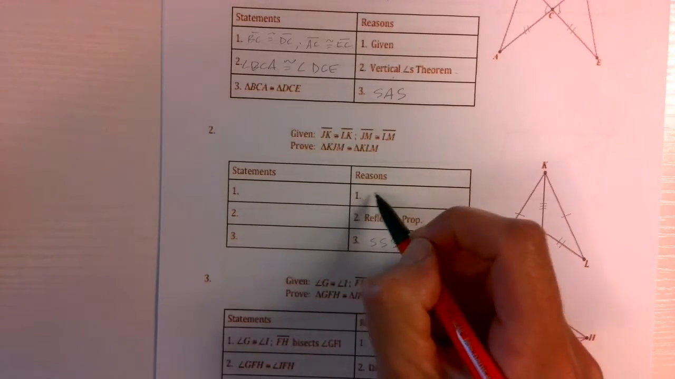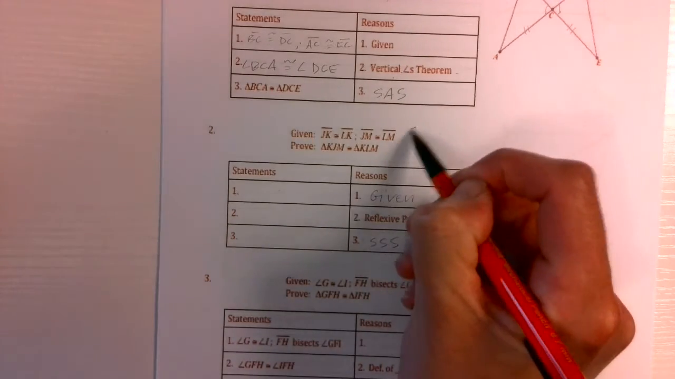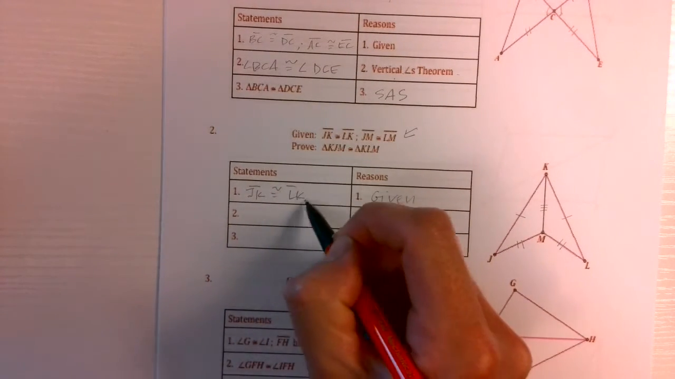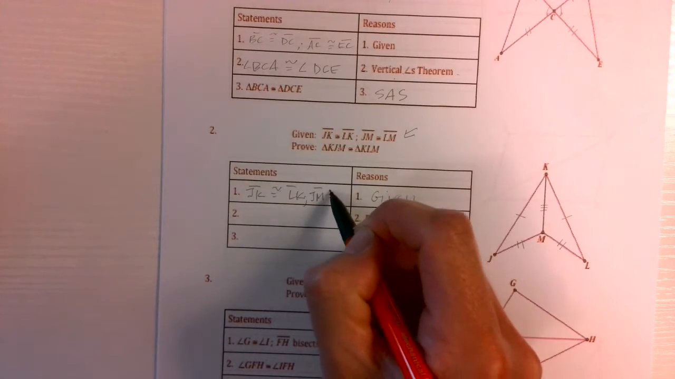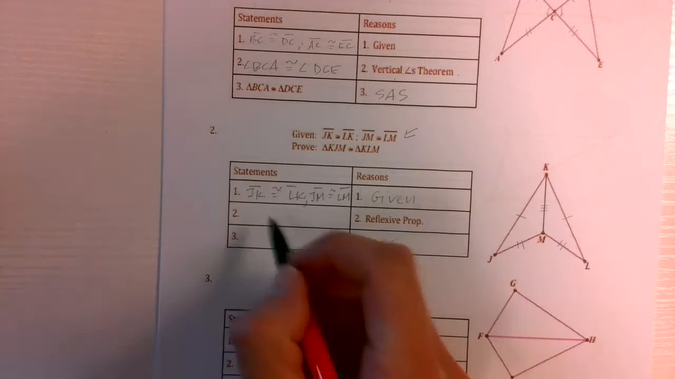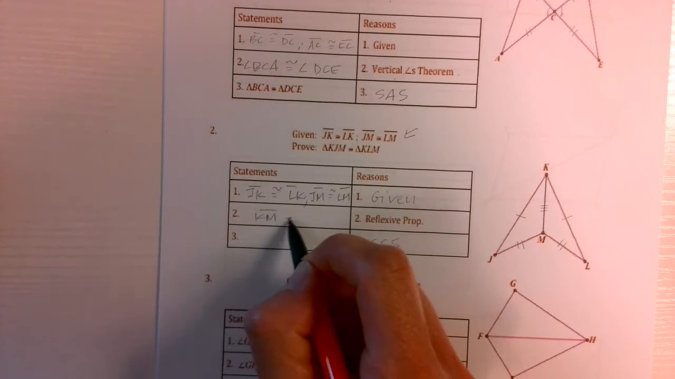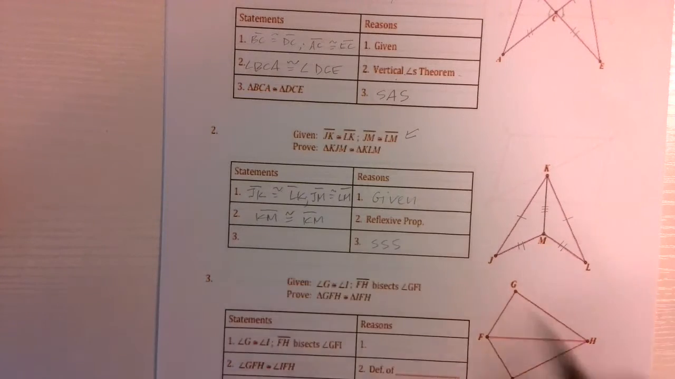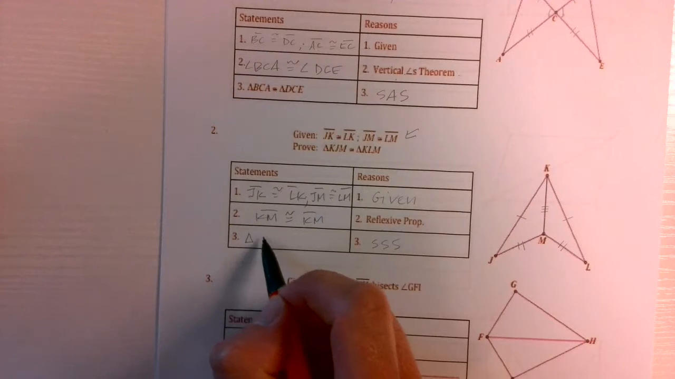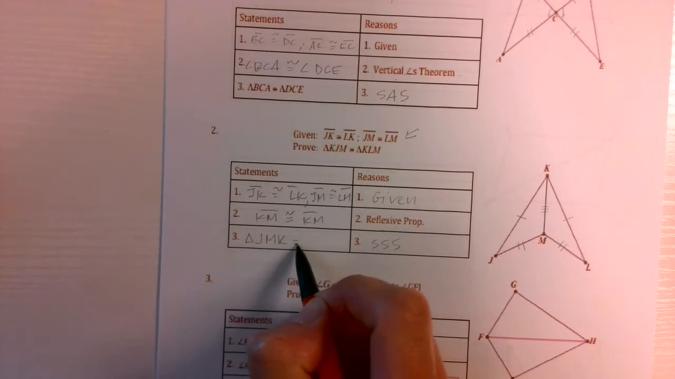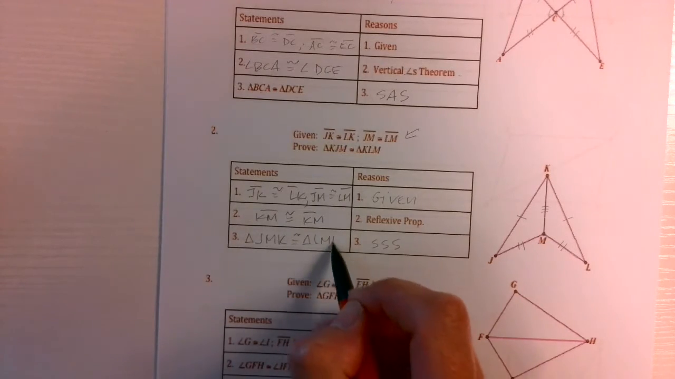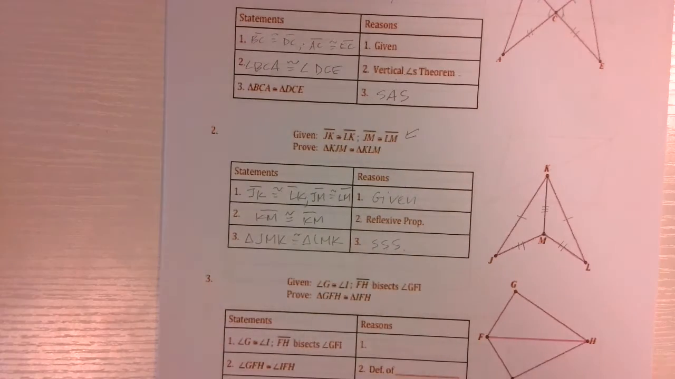Now here, the statements, remember the given statements always come first, and those are these. So we're going to write those here: JK is congruent to LK, and JM is congruent to LM. What did we mark with the reflexive property? Well, we said that KM is congruent to KM, and that gives us all we need. And so we can now say that triangle JMK is congruent to triangle LMK by SSS.